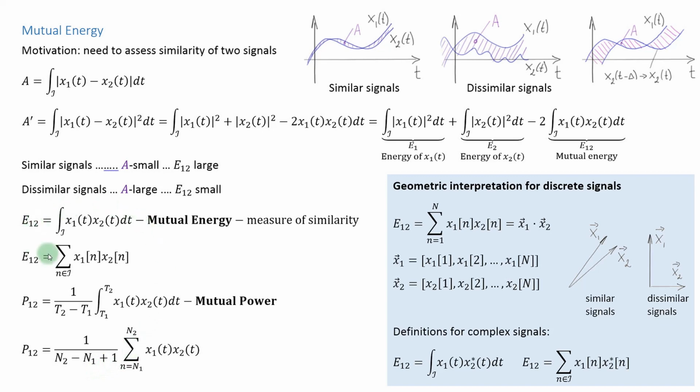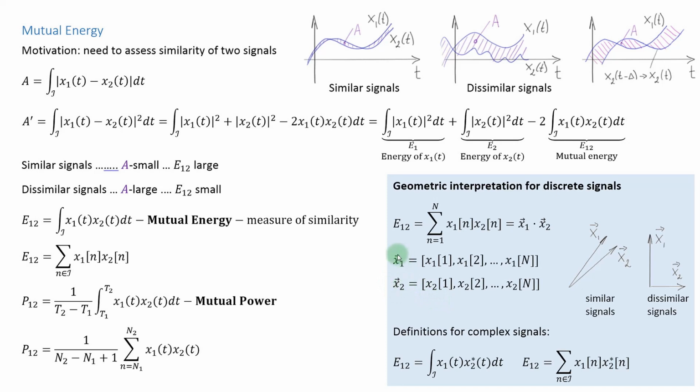Now, in addition to these formal definitions, I would also like to show you the geometric interpretation of the mutual energy for discrete signals. This is the mutual energy of the signals x1 and x2 computed in the interval from 1 to N. Now, I will take all the values of the signal x1, that is the value for n equal to 1, the value for n equal to 2, all the way to the value for n equal to the capital N, and I will write these values as a vector, which I will denote like this. And I will also take all the values of the signal x2 and I will write them as a vector, which I will denote like this.